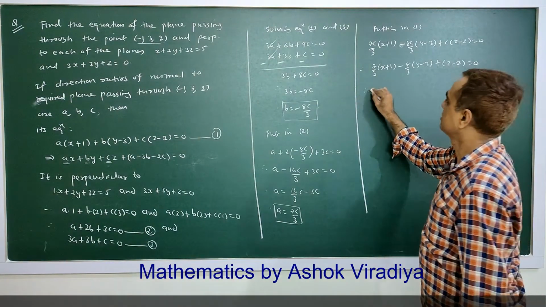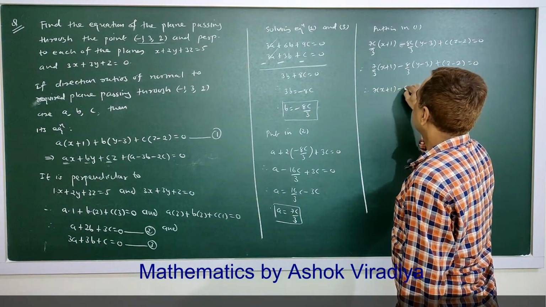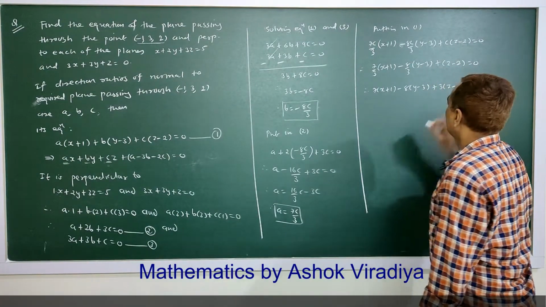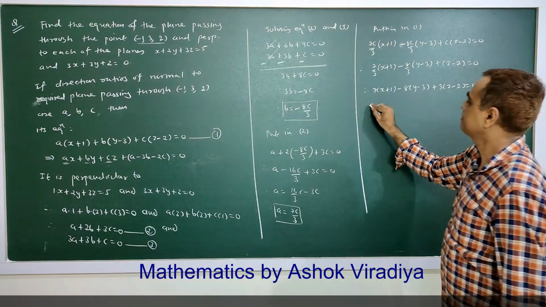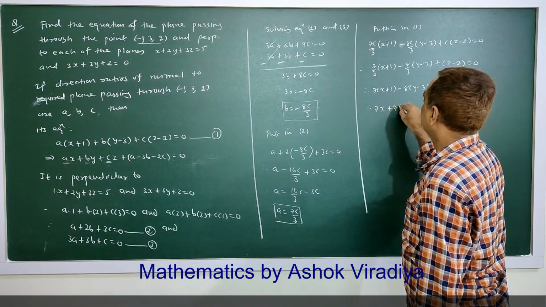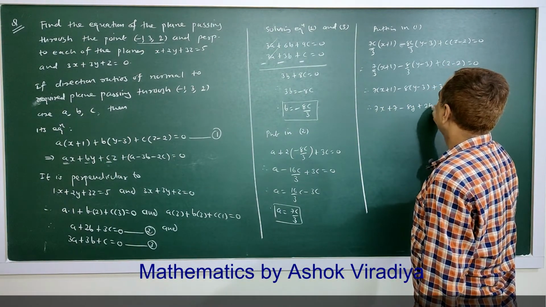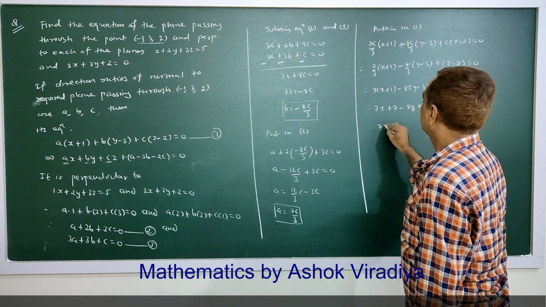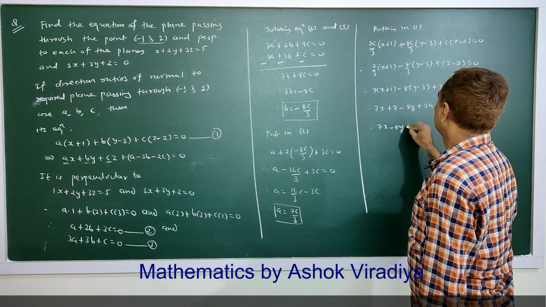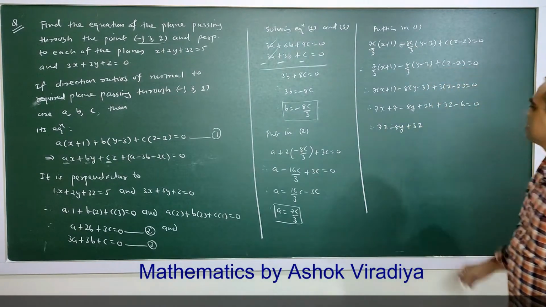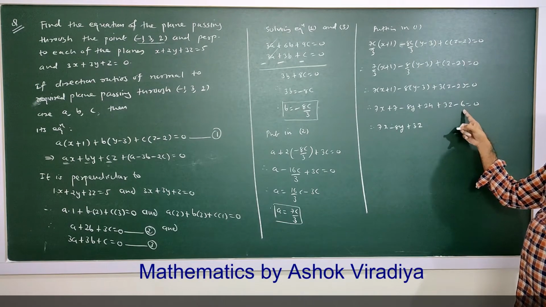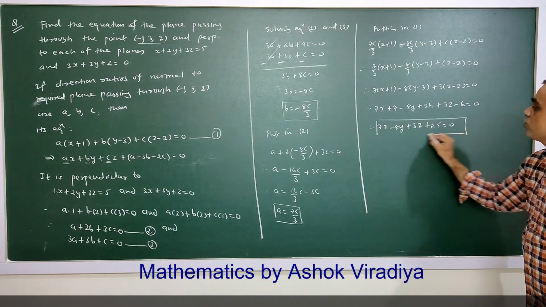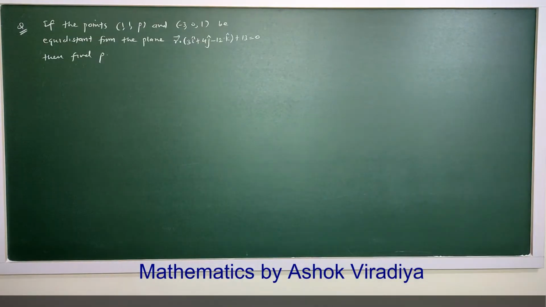That is 7 into x plus 1 minus 8 into y minus 3 plus 3 into z minus 2 is 0. That is 7x plus 7 minus 8y plus 24 plus 3z minus 6 is 0. So 7x minus 8y plus 3z, 7 minus 6 is 1, 1 plus 24 is 25. So this is the required equation of the plane.